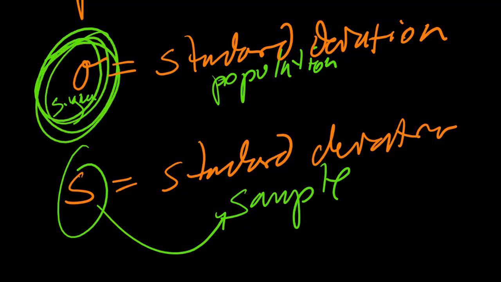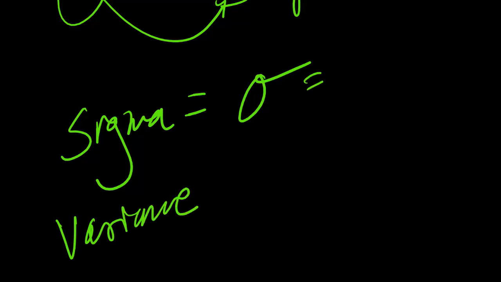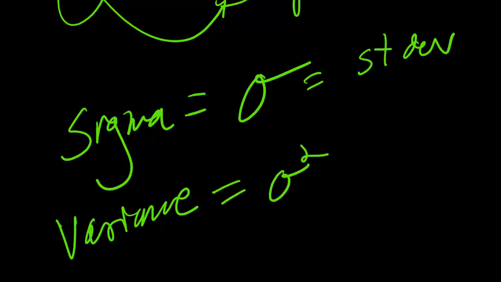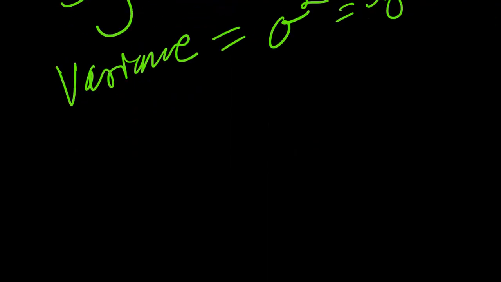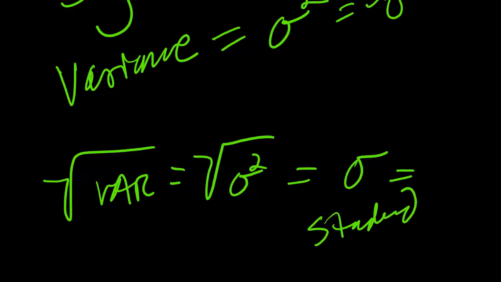Sigma, sigma, sigma, and you'll hear me lecture on sigma. When I say sigma, it's a critical concept. You'll always see sigma or some variation thereof. When we talk about variance, this is related to standard deviation. Variance is equal to sigma squared, right? So clearly the square root of variance is equal to the square root of sigma squared, which is equal to a single sigma, which is equal to standard deviation.